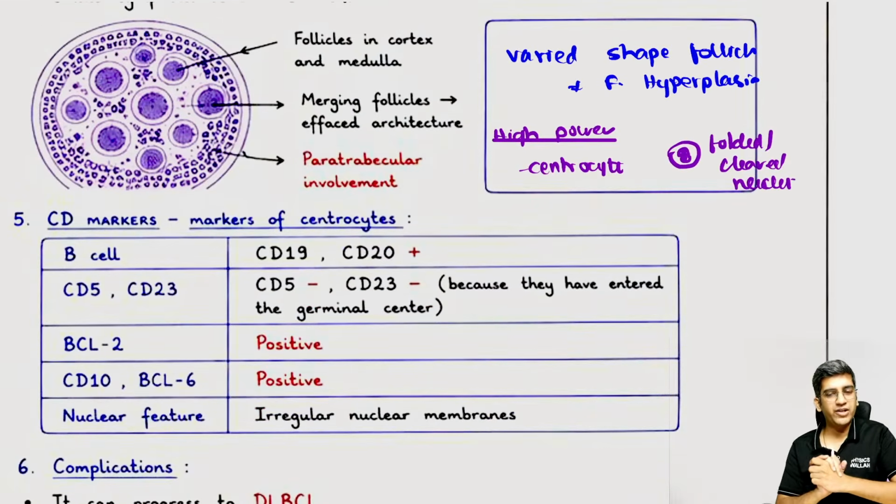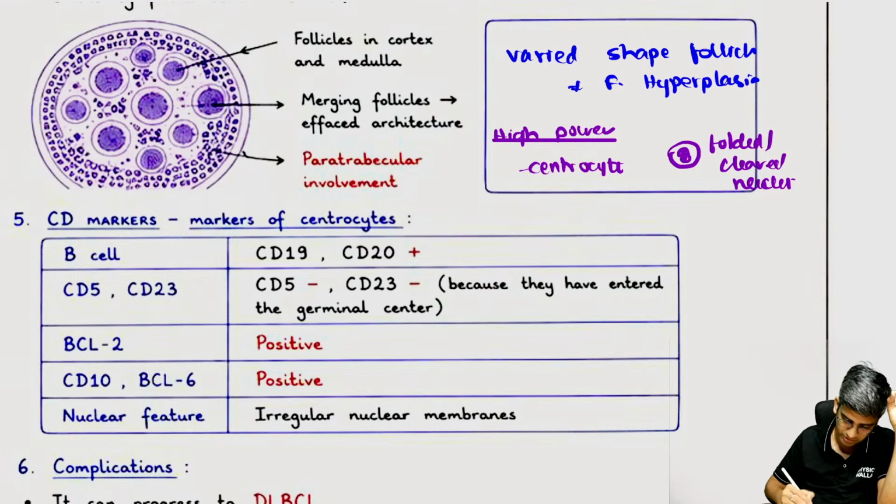Markers the same way. We are not going to change our template at all. B cell markers CD19, CD20. The most important marker is the marker related to the pathogenesis, that is BCL2. That's the most important marker without fail. Okay, BCL2 is the most important marker.